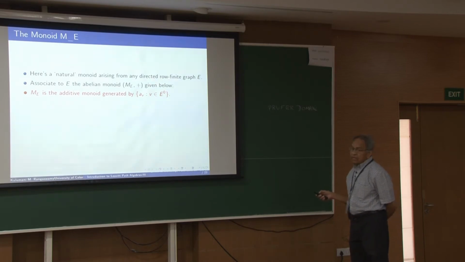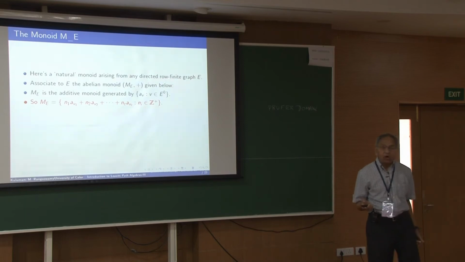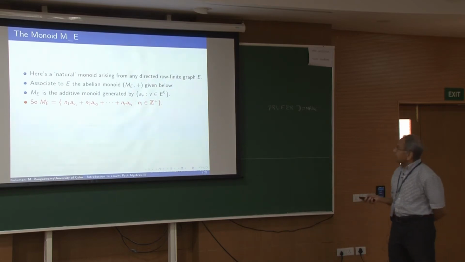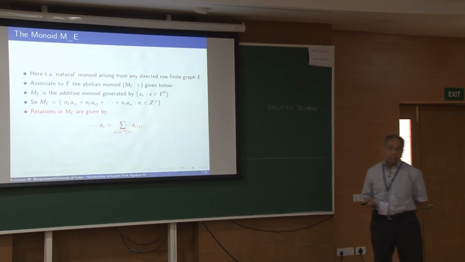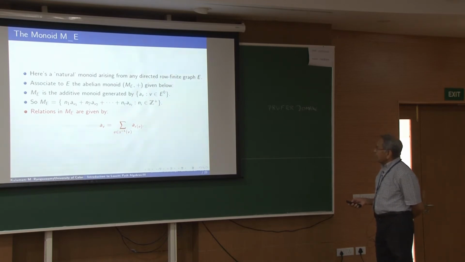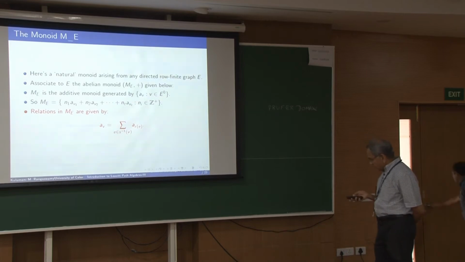For every vertex v, you choose an element a sub v, and then you take the additive monoid generated by this set and call that M sub E. This means M sub E consists of all finite linear combinations of the form n1 a_v1 plus and so on, plus n_t a_vt, where the n_i are non-negative integers. And it is subject to the following relation, which is similar to a CK2 relation. I assume the graph is row finite, so every vertex has only finitely many edges. For each of these edges, you look at the range of that edge and the corresponding element a sub r(e), add them up, and that has to be equal to the element a sub v. With that relation, we denote that monoid as M sub E.